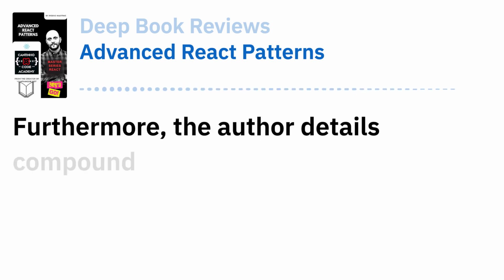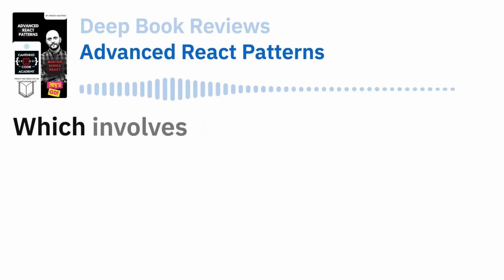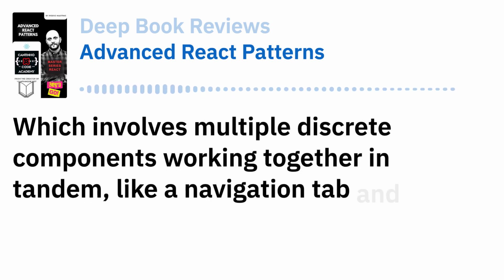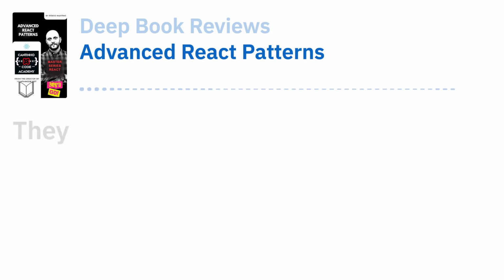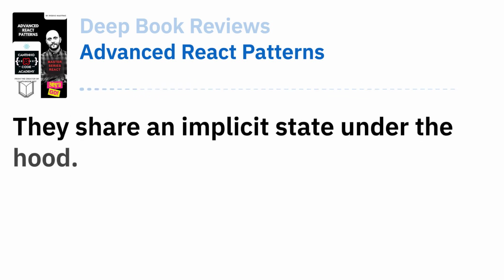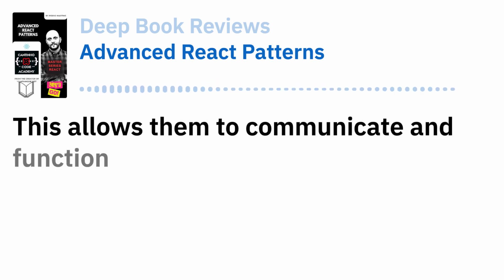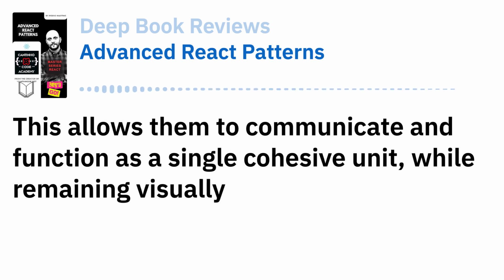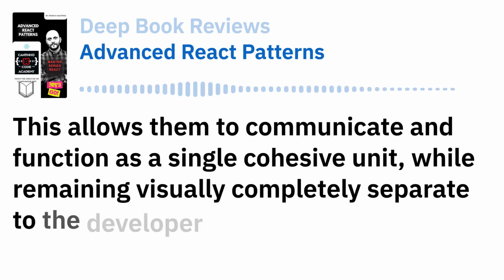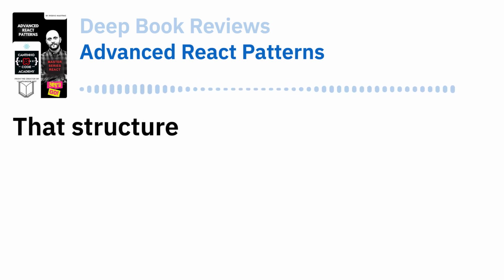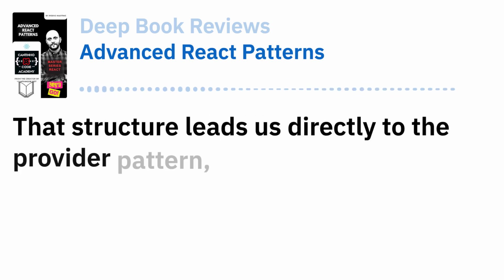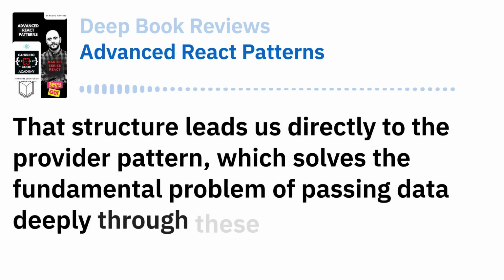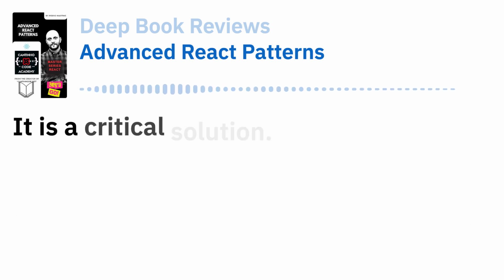Furthermore, the author details compound components, which involves multiple discrete components working together in tandem, like a navigation tab and a content panel. Precisely. They share an implicit state under the hood. This allows them to communicate and function as a single cohesive unit while remaining visually completely separate to the developer consuming them. That structure leads us directly to the provider pattern, which solves the fundamental problem of passing data deeply through these component trees. It is a critical solution.